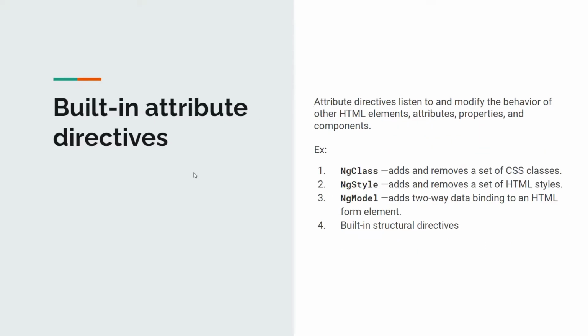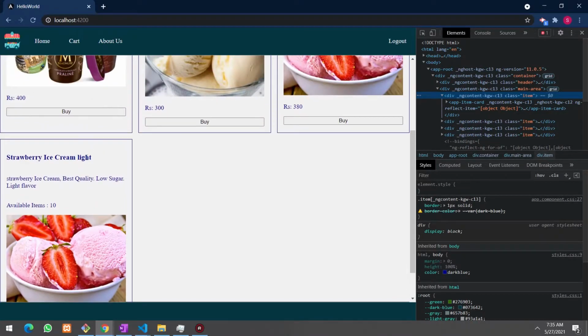Built-in attribute directives listen to and modify the behavior of other HTML elements, attributes, properties and components. For example, we talk about ngClass, ngStyle and ngModel. ngClass is basically used to add or remove classes from elements using conditional expressions. Let's see how to use ngClass.